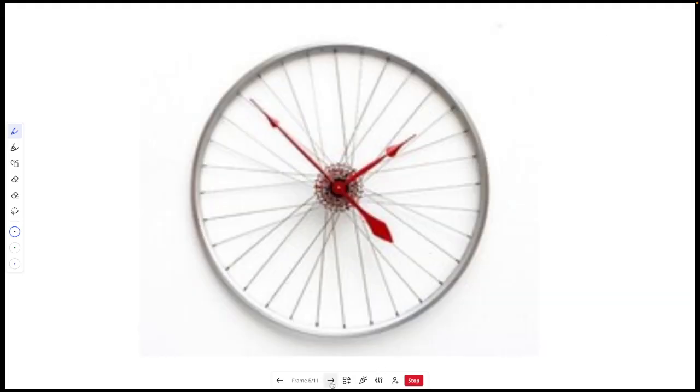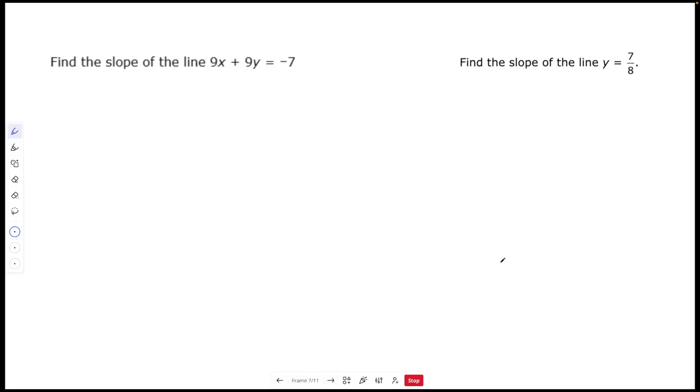All right, here's our cool clock for today, which means that it's time for you to practice what you just learned. Go ahead and pause the video and try these two problems on your own, and when you're ready, you can unpause the video and we'll check your answers.